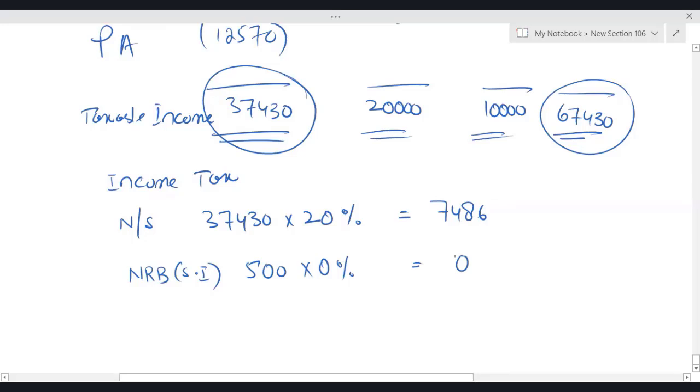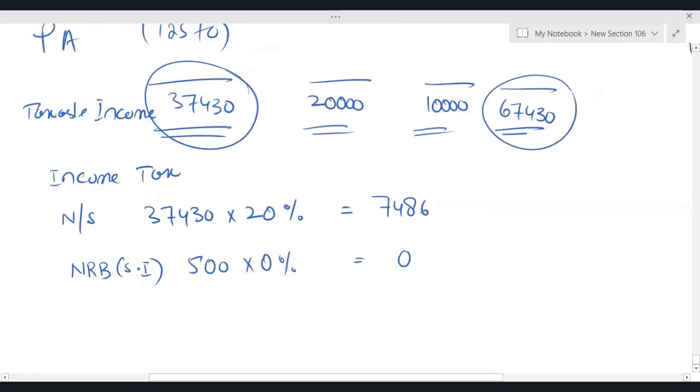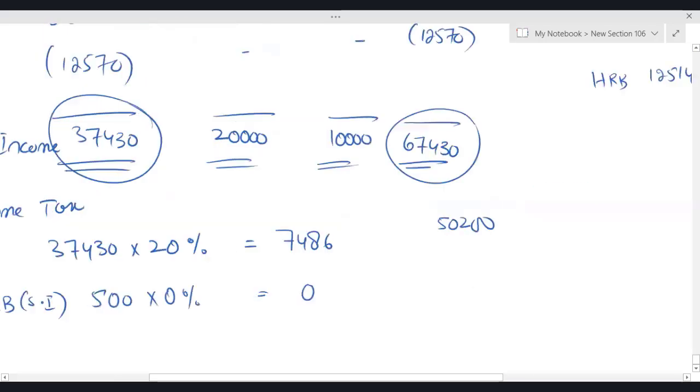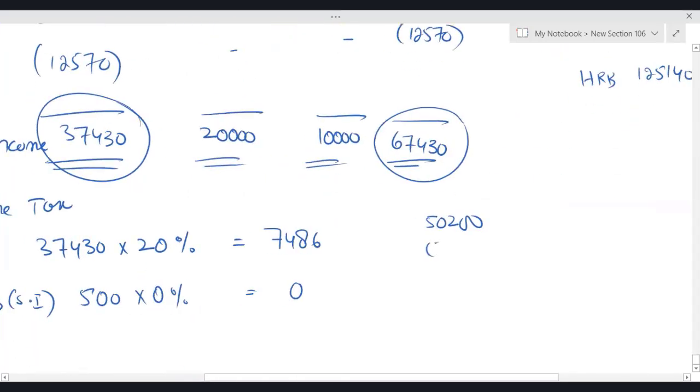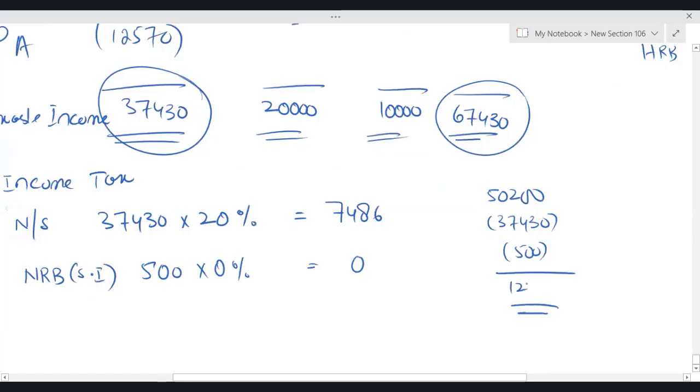Okay. Now let's see how much space is left in the basic rate band. Basic rate band goes till 50,200 in this question. Out of that, how much have we utilized? We have utilized 37,430 and 500. Let's see how much is left. We are left with 12,270. So still in the basic rate band, we have the space of 12,270.